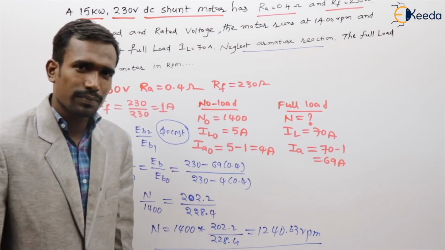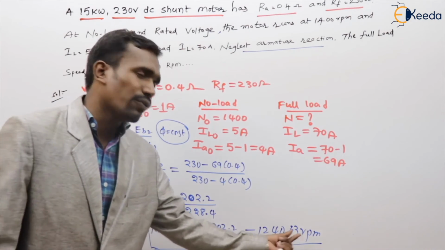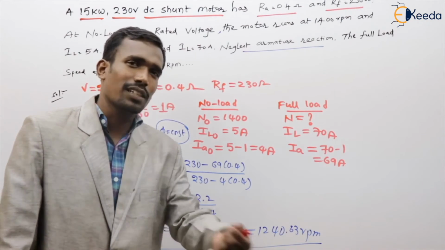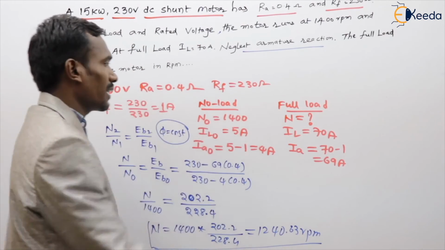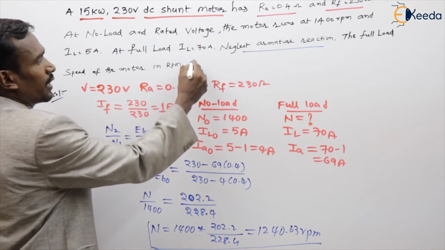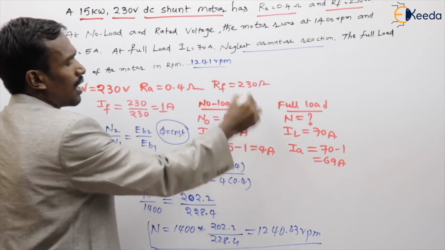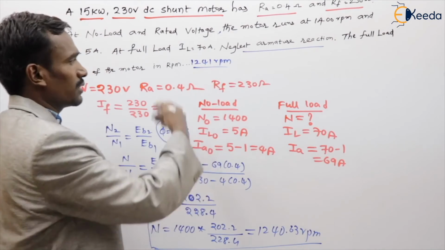If you calculate this value, you get 1240.63 RPM. The speed at full load is 1241 RPM, the correct answer, because 0.63 is not possible, right? That's why 1241 RPM is the correct answer for this question. Here my answer is 1241 RPM or 1240.63 RPM. Right? Now this is our next question.